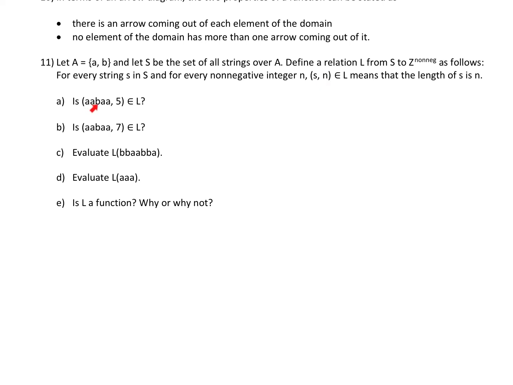So is (aabaa, 5) in L? That is a string from the set {a, b}, and it has length 5 because there are 5 letters in it. So 1, 2, 3, 4, 5. So we have a string and its length. So that is in L, right? Because the length of the string is 5. But (aabaa, 7) is not in L because 7 is not the length of the string.